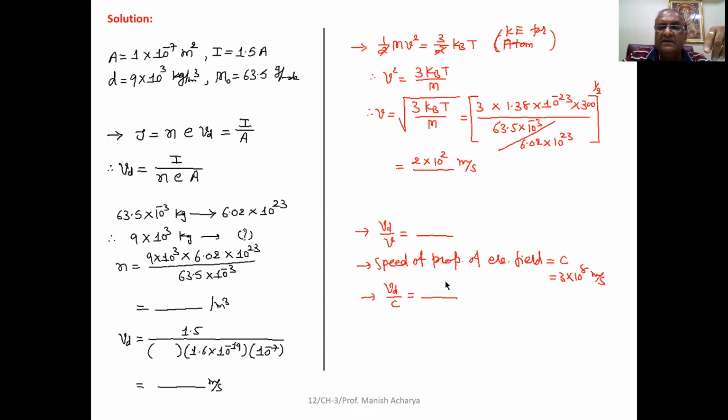Then the speed of propagation of electric field is the speed of light, that is 3 × 10^8 meter per second. So now to compare the drift velocity of electron with the speed of propagation of electric field, take the ratio vd to c, you will get the answer. Clear to all of you?